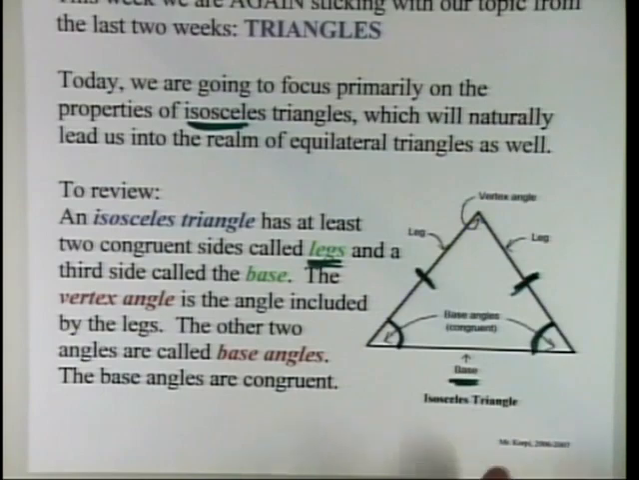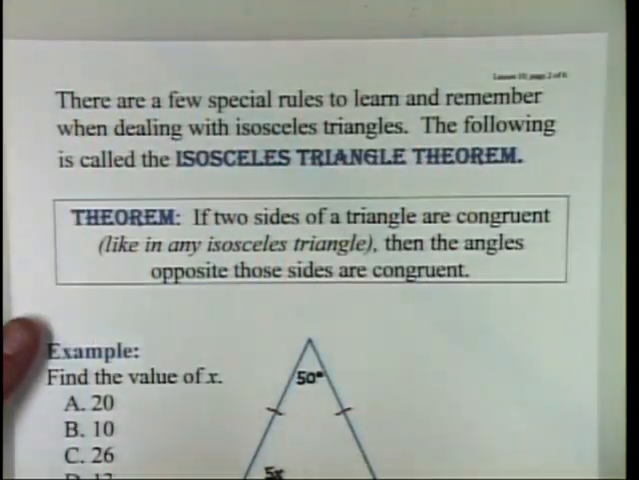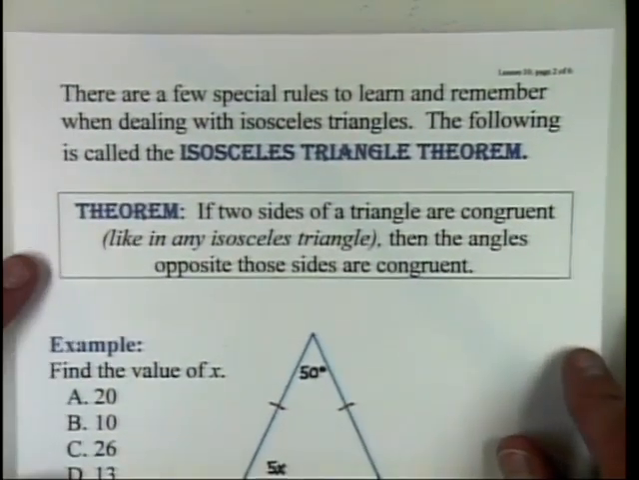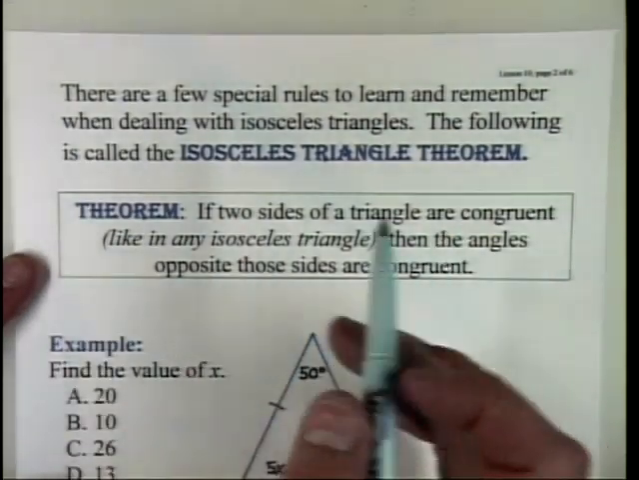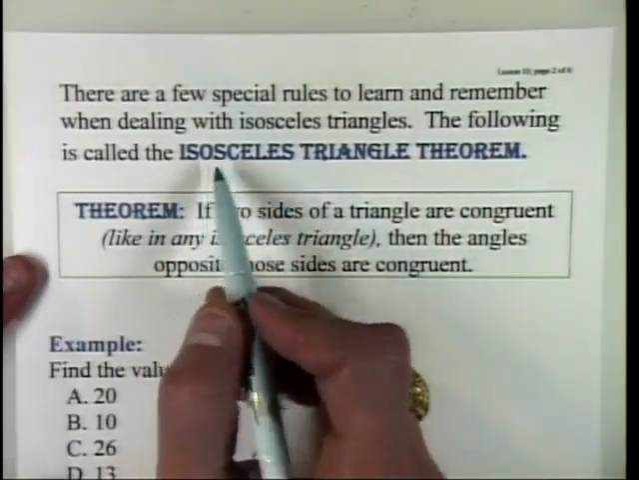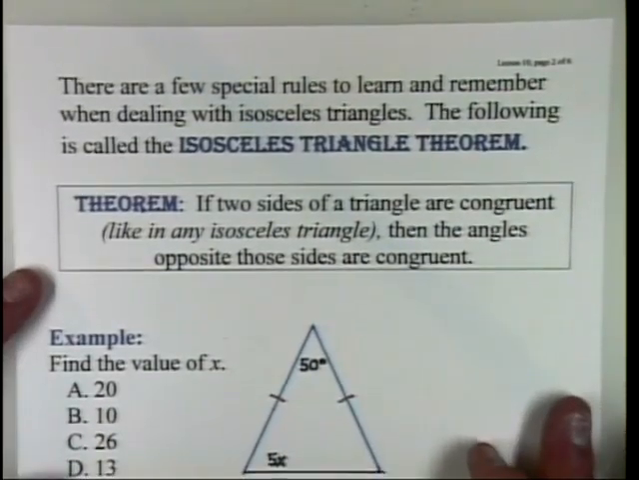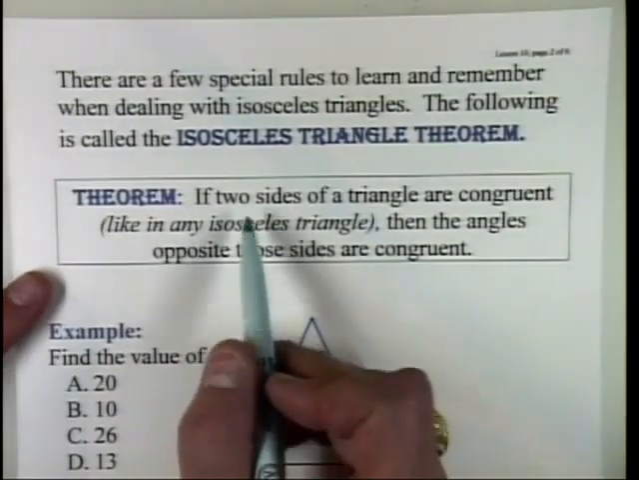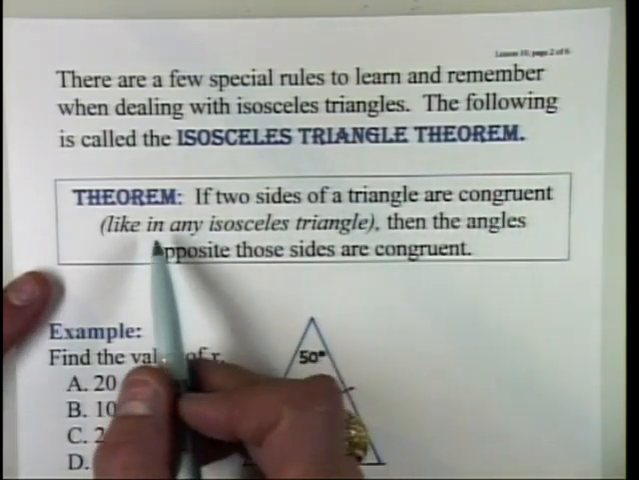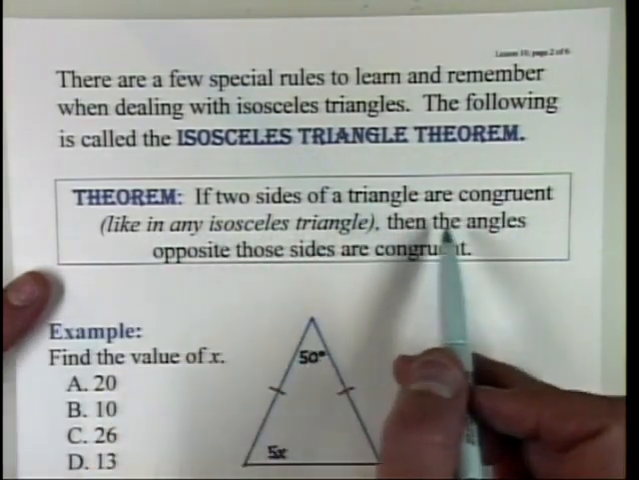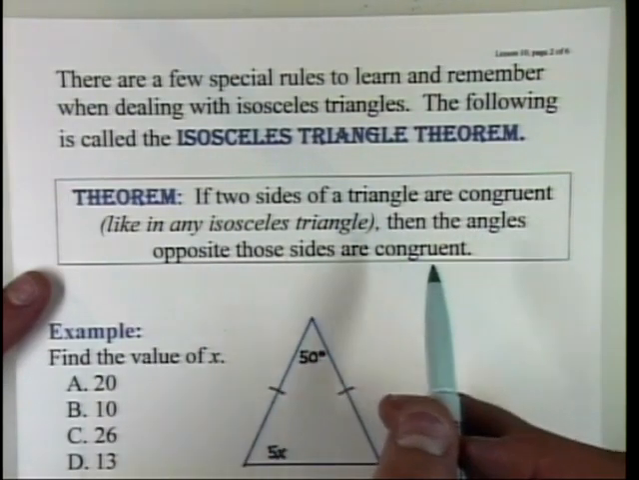Remember that? Good. Now there are a few special rules to learn and to remember. Learning them is one thing, remembering them is something entirely different. We need to remember them when we're dealing with isosceles triangles. Now the following is a very important theorem called the isosceles triangle theorem. It's a pretty appropriate name since it deals with isosceles triangles. Here's what the theorem says. It says that if two sides of any triangle are congruent, well that pertains especially to an isosceles triangle, then we know that the angles that are opposite the two congruent sides are also congruent.